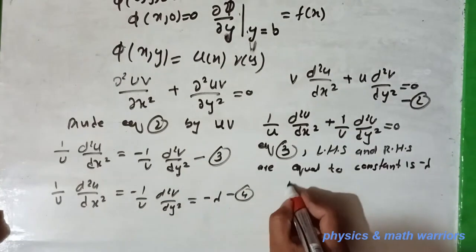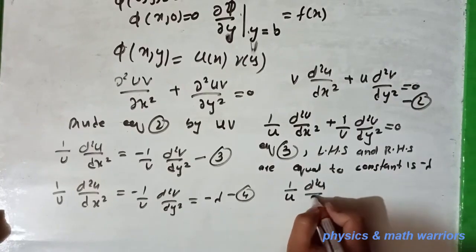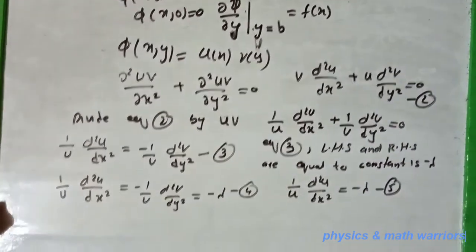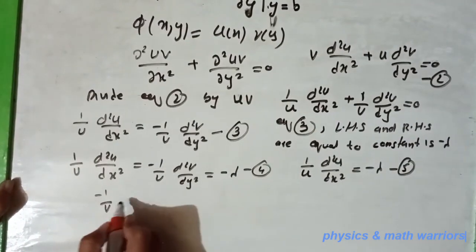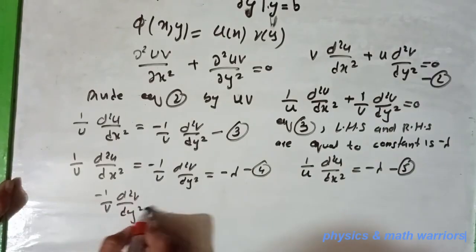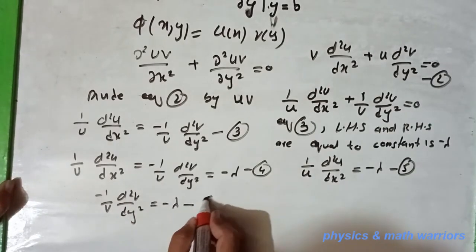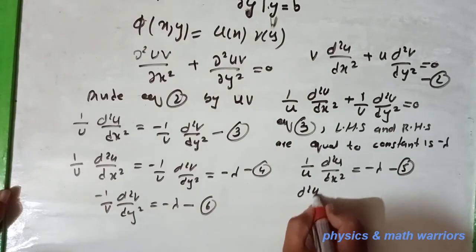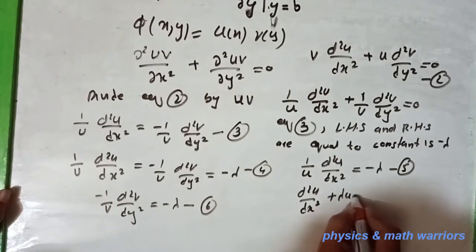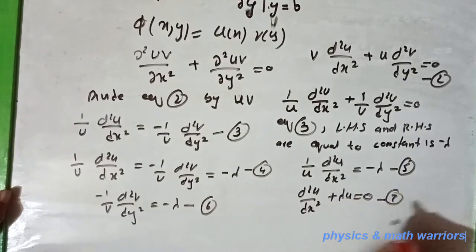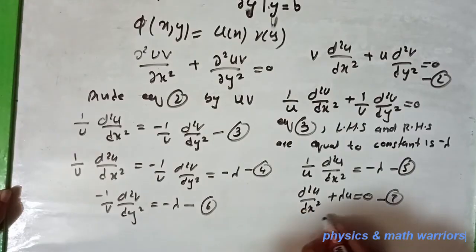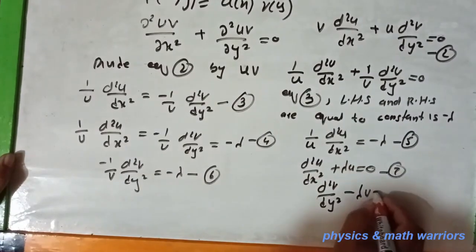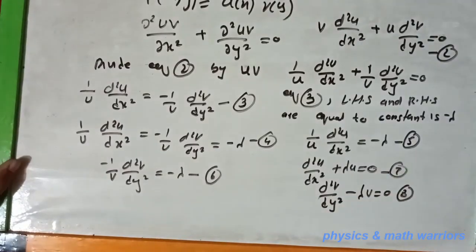This can also be written as (1/u) d²u/dx² = -λ. This is equation number 5. And -(1/v) d²v/dy² = -λ. This is equation number 6. Equation 5 can also be written as d²u/dx² + λu = 0. This is equation number 7. And equation 6 can be written as d²v/dy² - λv = 0. This is equation number 8.